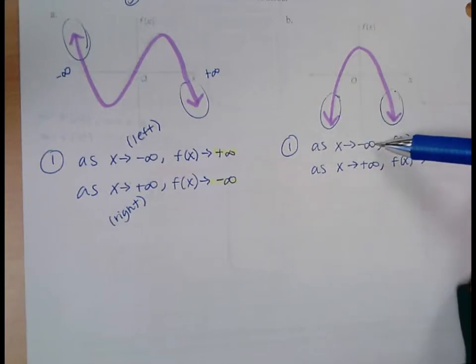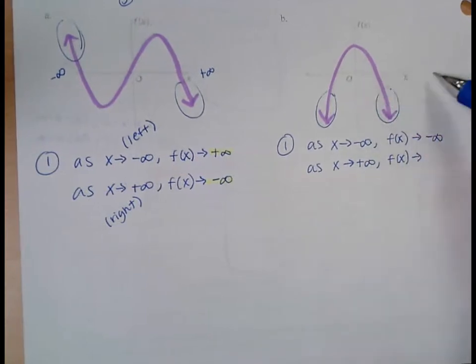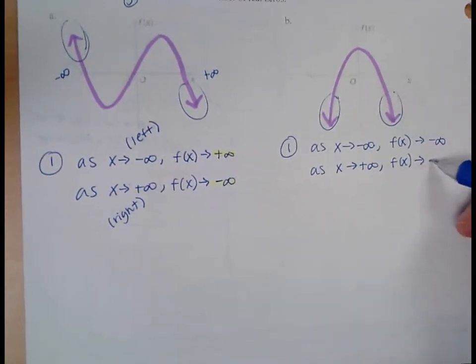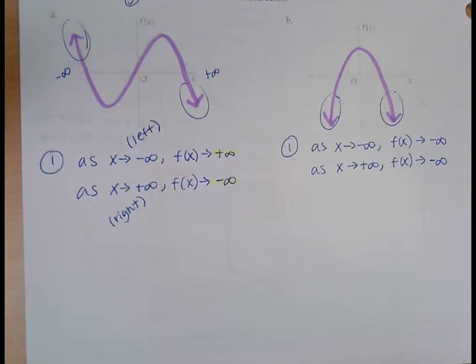So as x approaches negative infinity, f of x is also approaching negative infinity. As x approaches positive infinity, f of x is approaching negative infinity. So both ends are going down in that case. Okay? Questions on those?